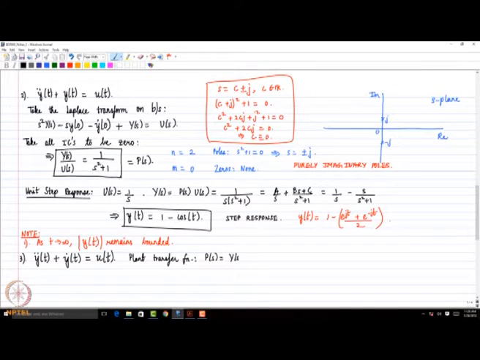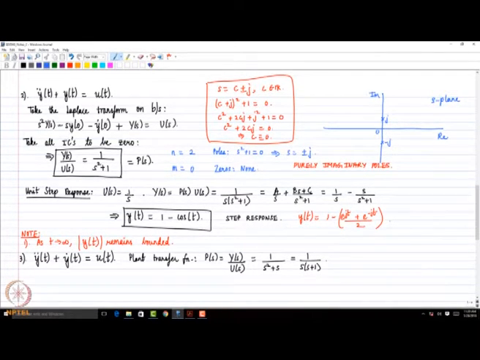Please take the Laplace transform on both sides, take initial conditions to be 0, get the ratio of y of s and u of s. What would you get? You would get 1 by s squared plus s, right? So this I can rewrite as 1 divided by s times s plus 1.